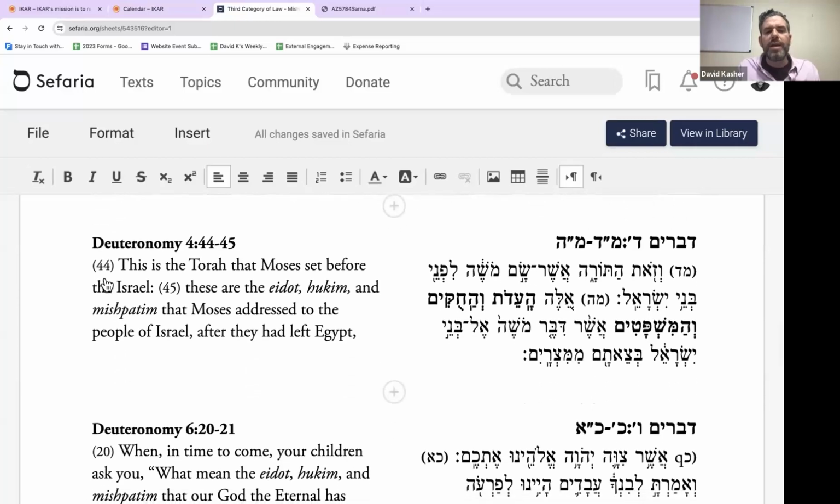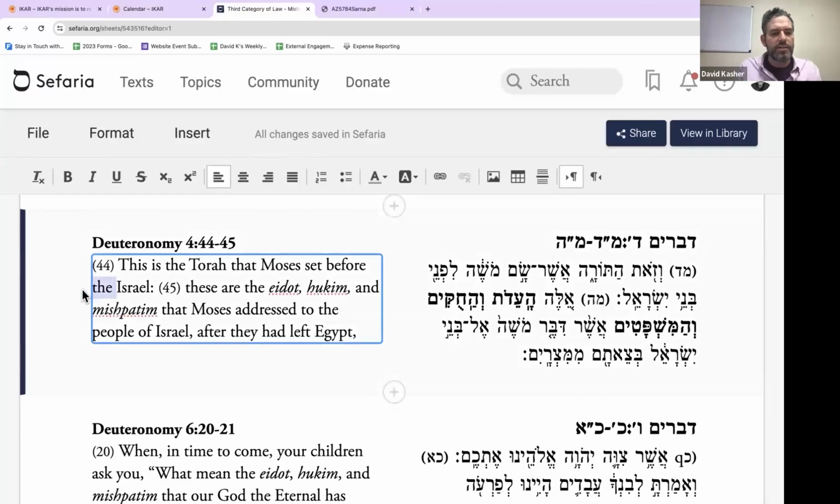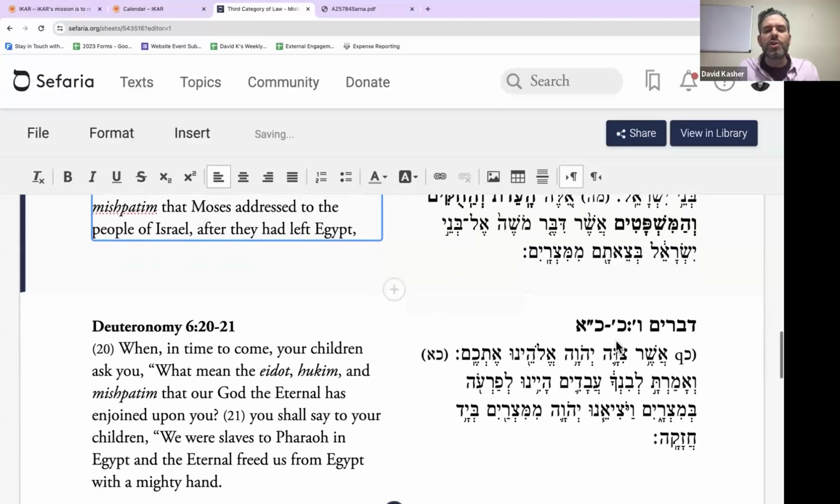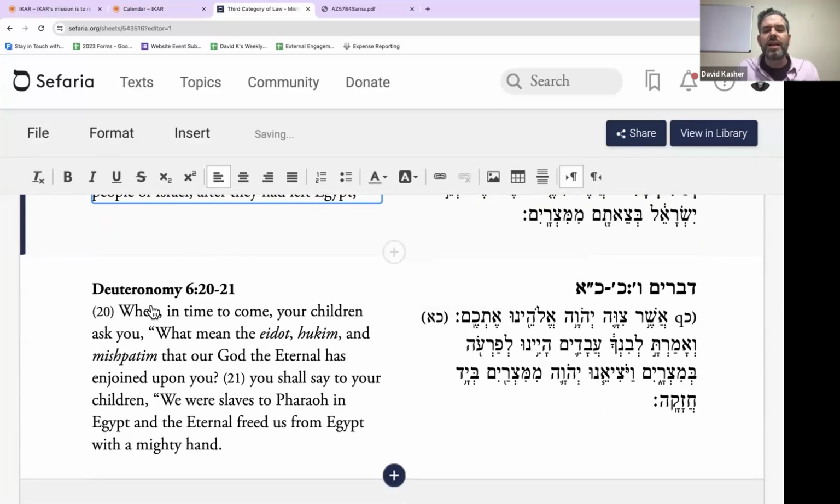Okay, this is Deuteronomy. This is the Torah that Moses set before the Israelites. This is the Torah that Moses set before Israel. These are the Adot, the Chukim, and Mishpatim that Moses addressed to the people of Israel after they had left Egypt. Okay? So there's Deuteronomy at least saying, well, there are 3 categories: Adot, Chukim, and Mishpatim. We haven't finished it yet, but just to give you a sense of just how big a category this is, that language also appeared. This is a much more famous instance of it.